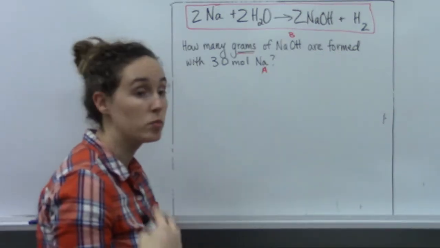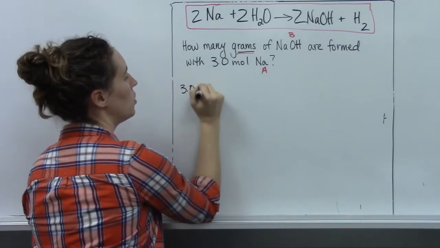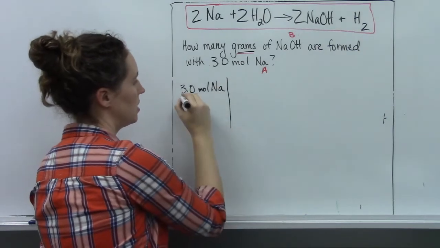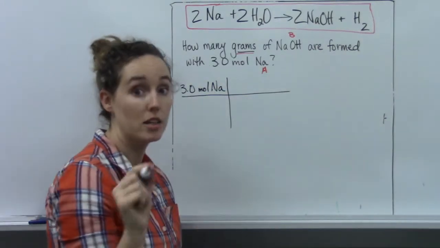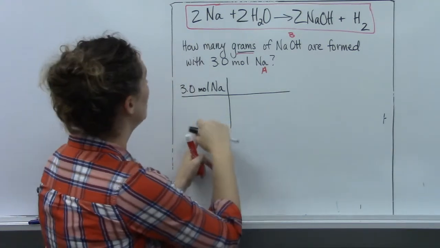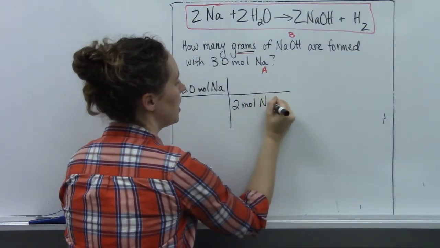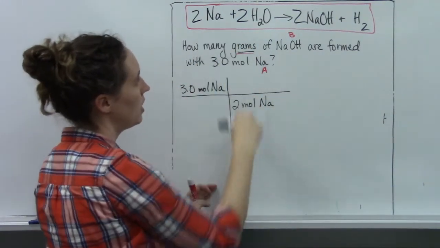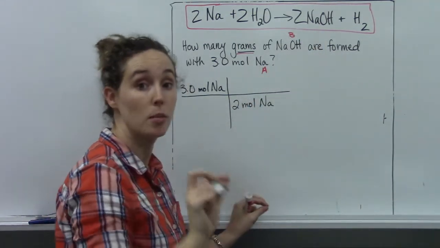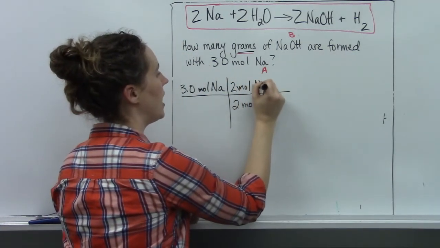Always begin, just like every unit conversion problem ever, with what you're given. So we're given 3.0 moles of sodium, and just like my roadmap said, now I'm going to use the coefficients from the balanced equation and put that in my train tracks. So I have 2 moles of sodium in here, and then my other substance is NaOH, that's substance B, and according to my balanced equation, I'm also going to have 2 moles of that. So 2 moles of NaOH.